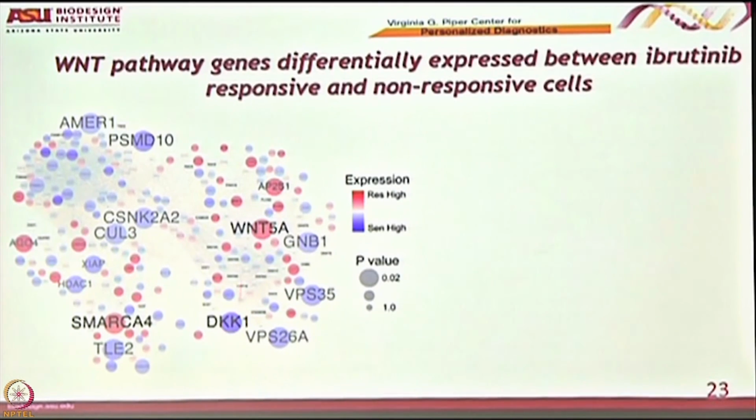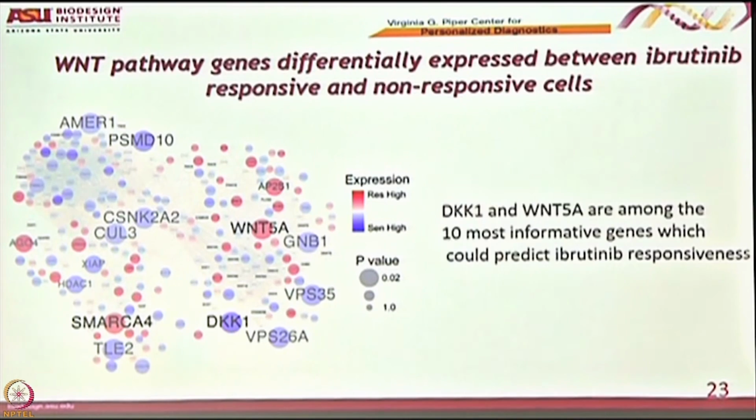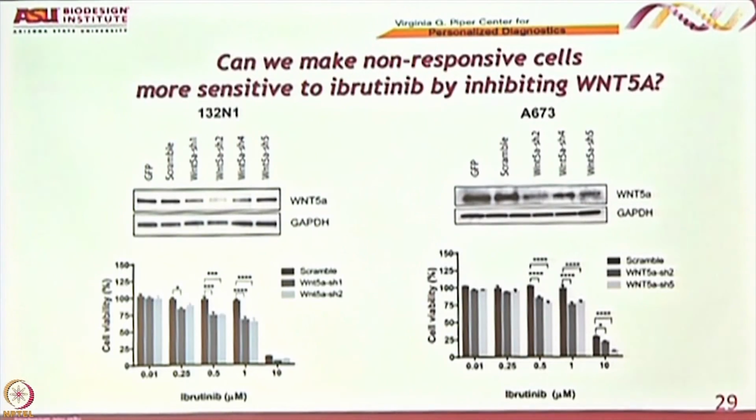And the reason these 2 really stood out for us is these are opposing proteins. This guy inhibits that guy. So they are directly in opposition, and they're acting in opposition. This guy drives resistance. This guy drives sensitivity. And so they were among the 10 most predictive genes, and we decided to follow them a little bit more closely. One of the questions was, can you take a non-responsive cell and make it sensitive by blocking Wnt5a? So our model is that Wnt5a drives resistance. So the question was, could you change that?